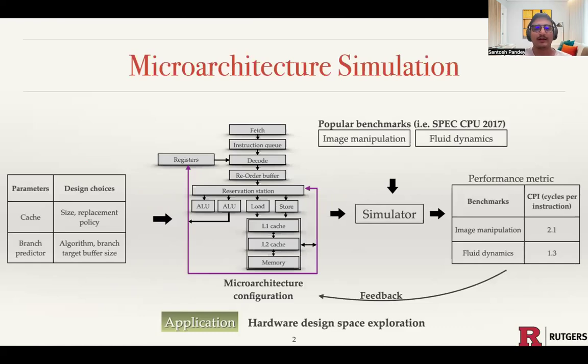So starting with microarchitecture simulations, they are tools that we use to evaluate the performance and behavior of a given microarchitecture design. For simulation, we have the microarchitecture design and the benchmark as input. After simulation, we get the performance metrics for those benchmarks on that specific microarchitecture configuration. Then we use these performance metrics, like cycles per instruction, as feedback to improve our design, and it has applications in hardware design space exploration.